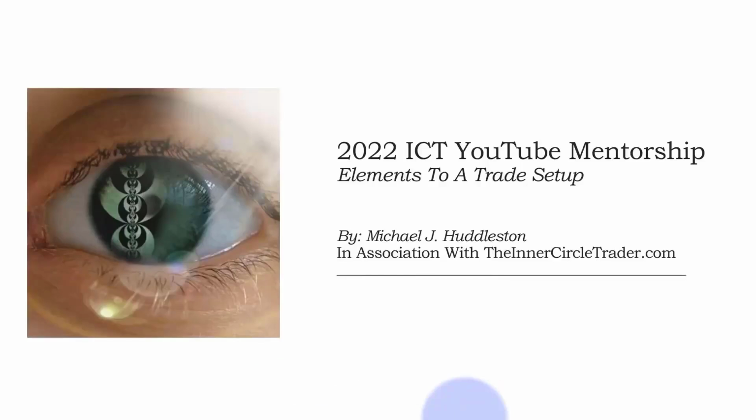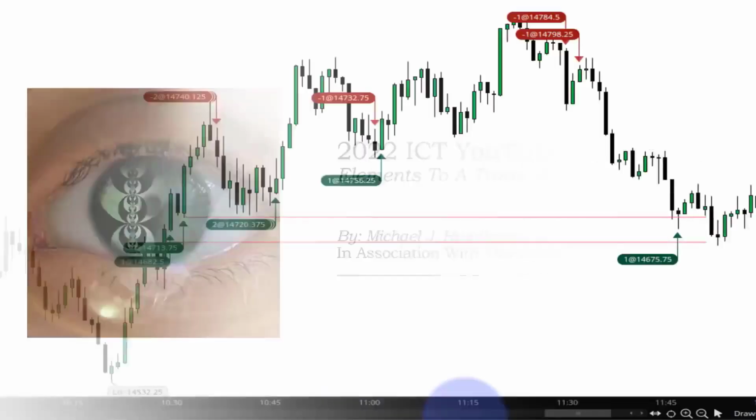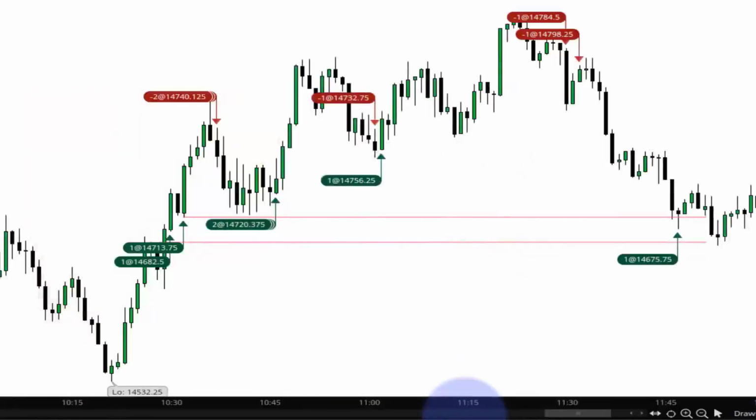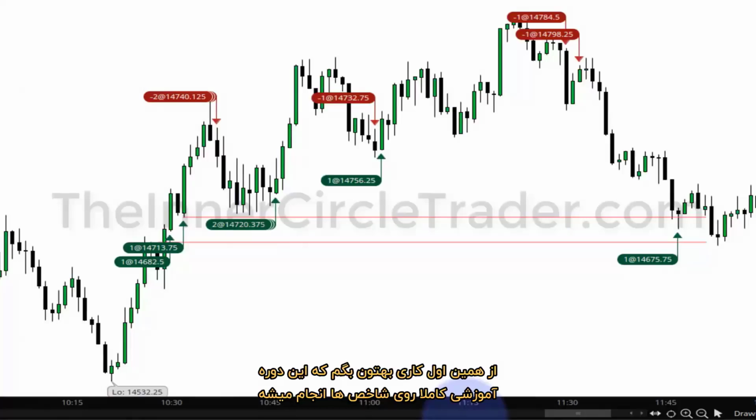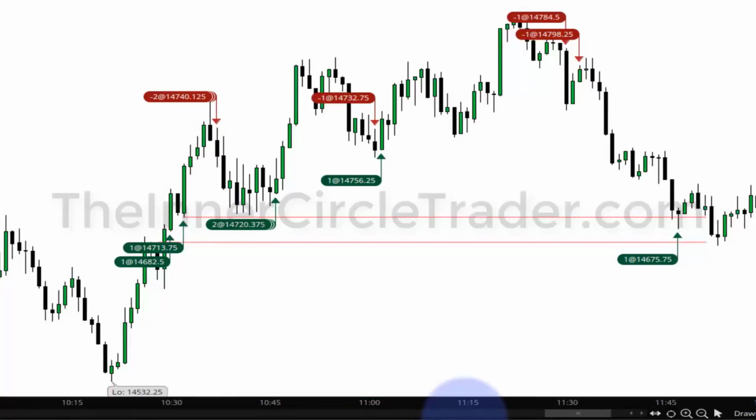All right, so this first installment is going to be elements to a trade setup. Coming out of the gate, I just want to let you know that this is predominantly going to be a futures index trading mentorship. Okay, the idea is going to be presented in the scope of paper trading on tradingview.com.